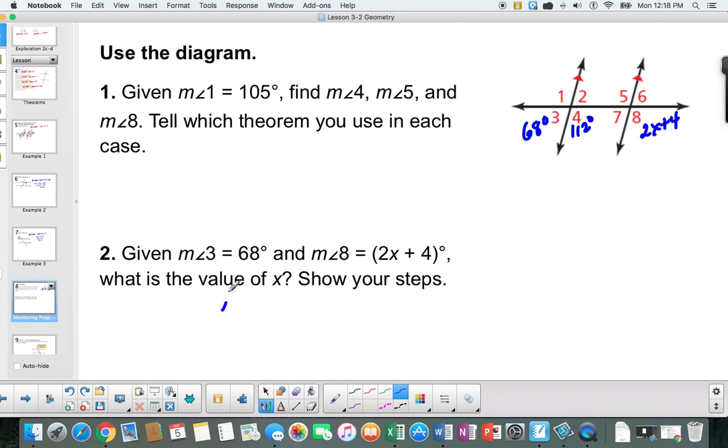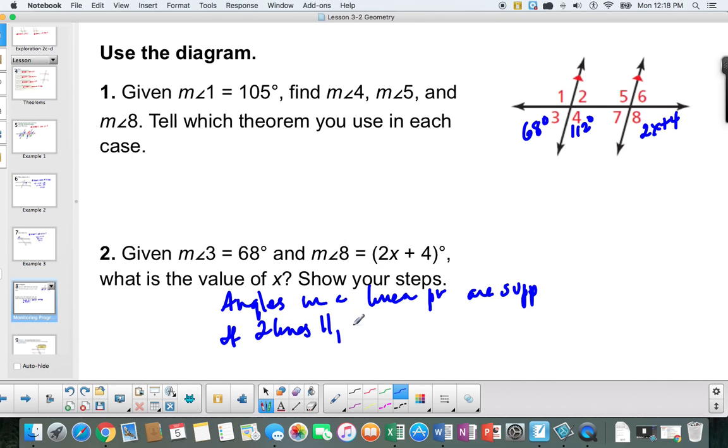Angles in a linear pair are supplementary. And now angle 4 and angle 8 are corresponding angles. So if two lines are parallel, then corresponding angles are congruent. So I'm going to take 112 and set it equal to 2x plus 4. 2x is going to equal 108, and therefore x is equal to 54.